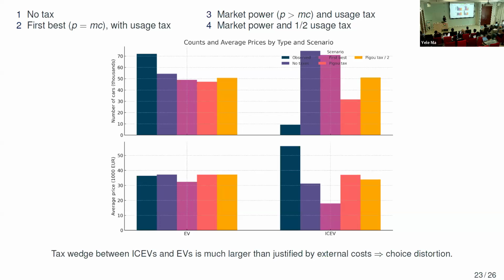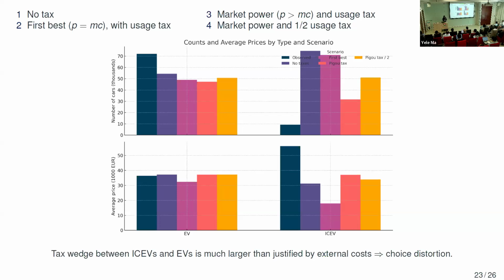Here is if there were no taxes, with the first best, so competitive prices, but still the usage tax, and then here with market power, but the usage tax. So as you can see, there should be fewer cars for the EVs, and that comes from the fact that electric cars are very much subsidized in this country. And then if we think about the prices for the electric cars, what we see is that the prices are very low right now, as compared to what they should be in the other counterfactuals. Then regarding the internal combustion average price, they are actually similar, but they should be slightly lower in the first best.